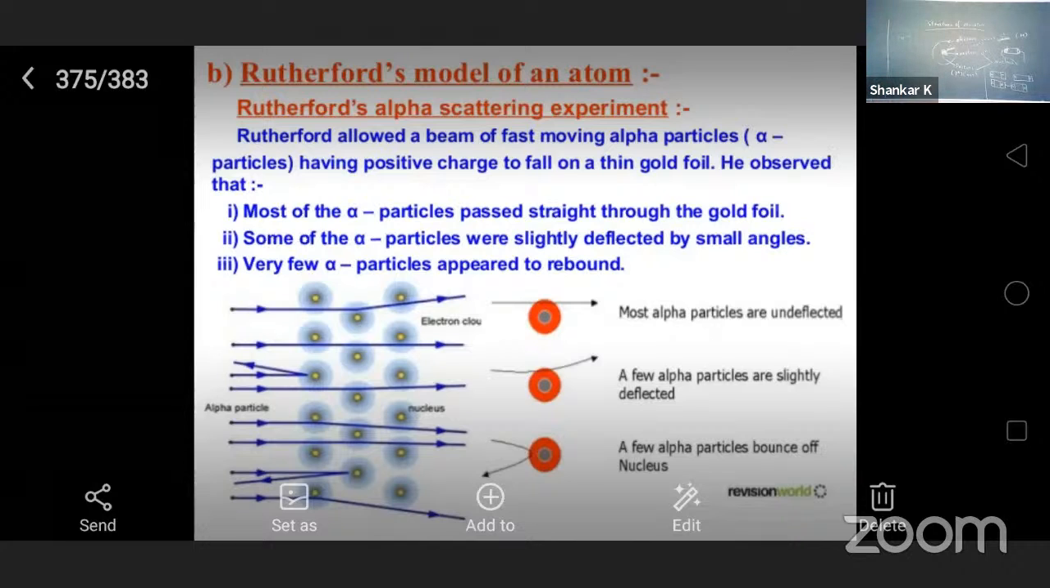So Rutherford is a scientist. He allowed a beam of fast moving alpha particles having positive charge to fall on a thin gold foil. What did he observe? Rutherford allowed a beam of fast moving alpha particles. So what is a beam?